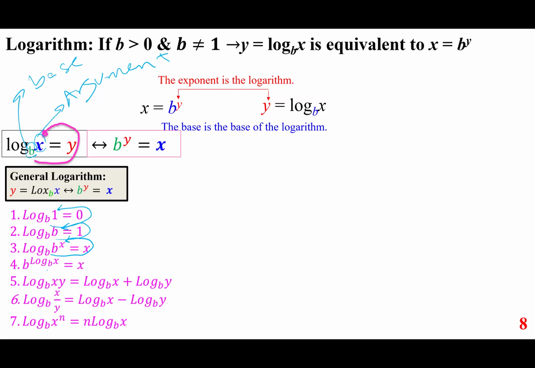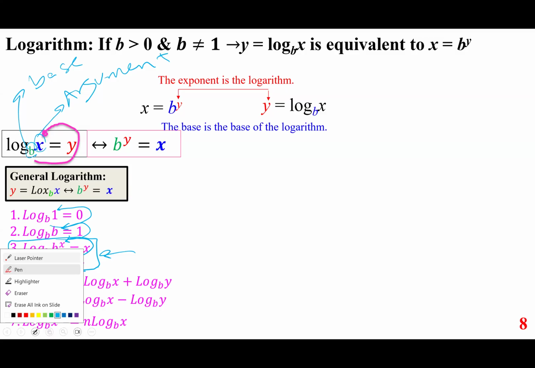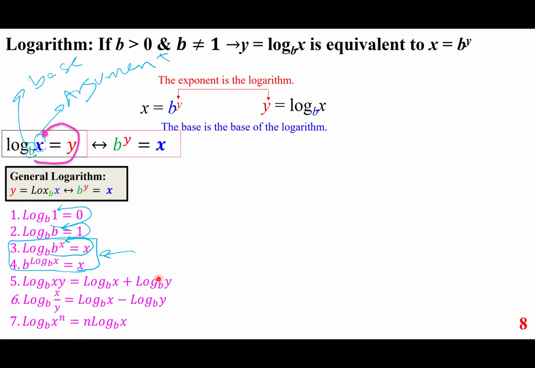Now, I have the proof for those. And by the way, these two refer to b to the power of log x base b equal to x. You can look at it. And what it means is that logarithmic functions and exponential functions are inverse functions. Number 5 is called the product rule. Log xy base b is log x base b plus log y base b. Log of x over y base b is log x base b minus log y base b.